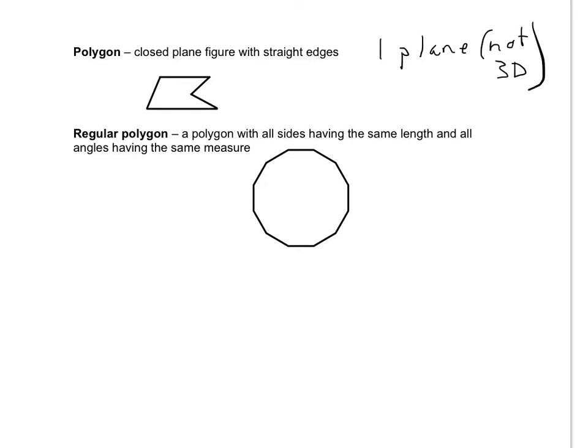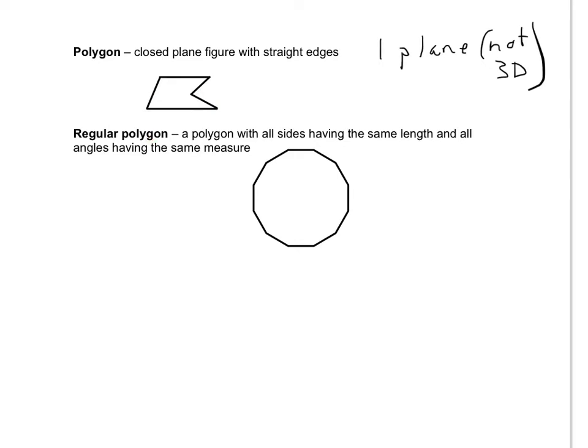So it's a closed plane figure with straight edges. Straight edges look like this. Again, this is closed, which means there are no lines that aren't connected with another line. Every line is connected with something, and they're all straight. There are no curves. It's not a circle, pretty much.